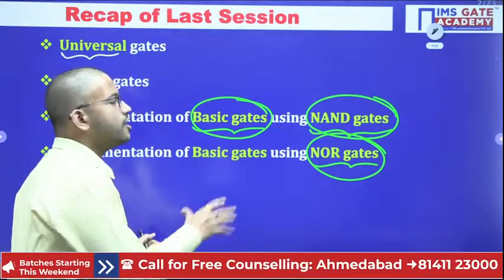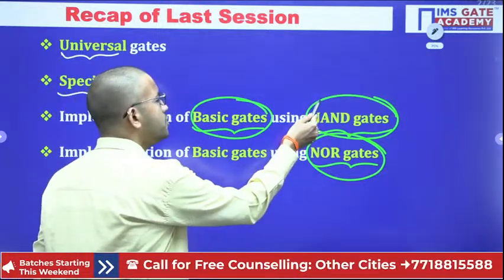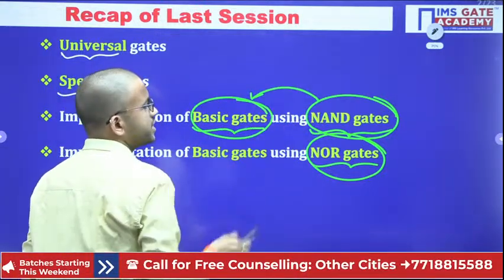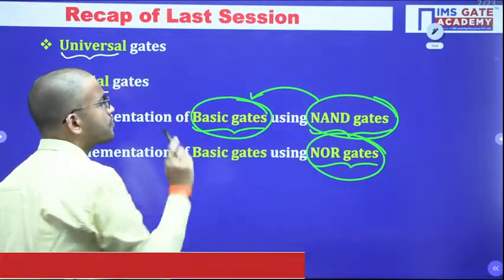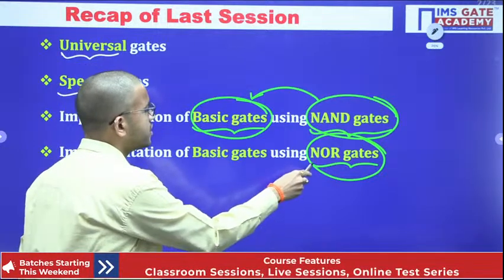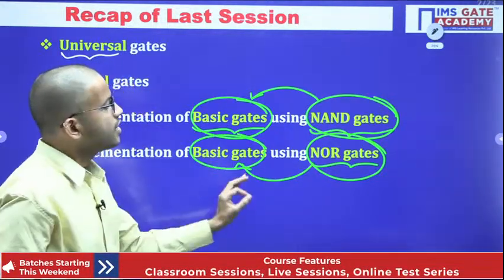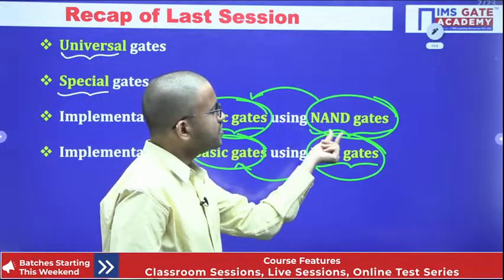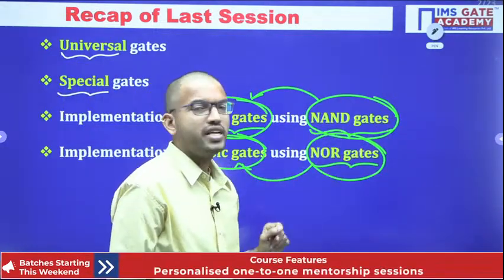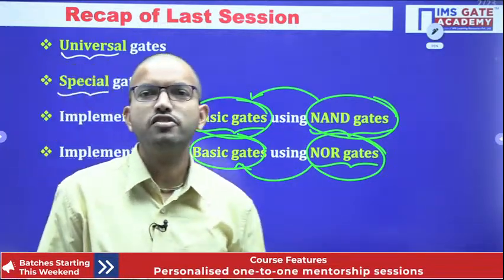In order to prove that statement, if we are able to implement the basic gates, AND gate, OR gate, NOT gate, with the help of NAND gates, and similarly with the help of NOR gates, that means we can say that with the help of NAND gates, we can implement any Boolean function. Similarly, with the help of NOR gates, we can implement any Boolean function.